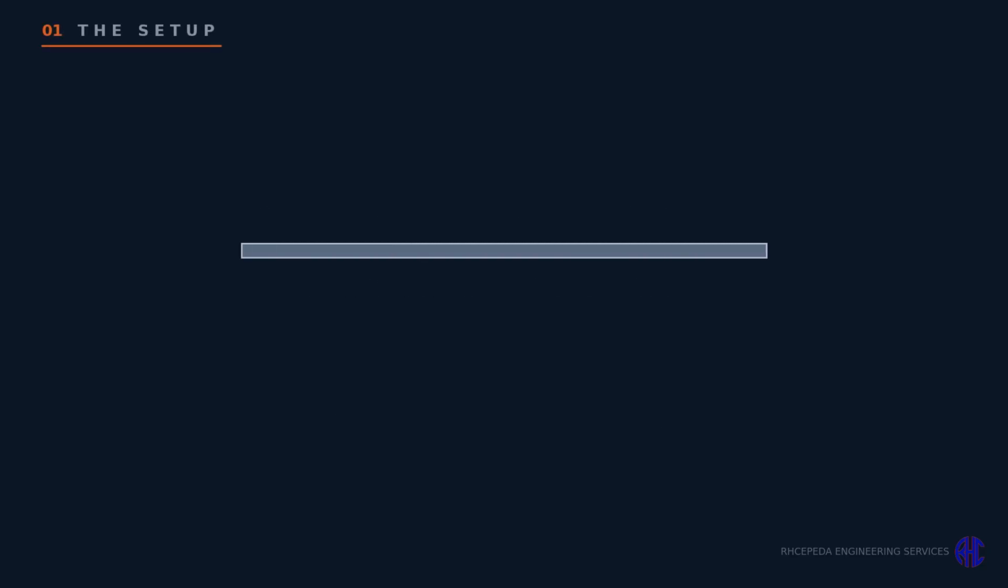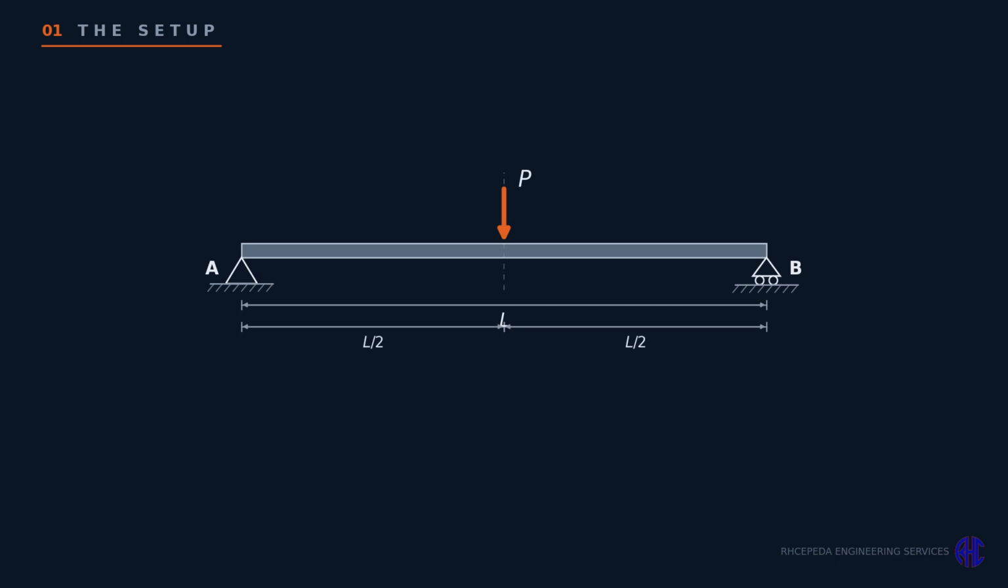Here's our beam. It rests on a pin support at end A, and a roller support at end B, spanning a length L. A single concentrated load P acts downward at the exact center of the span. Unlike a distributed load, all of the force arrives at one point, and that changes the character of every diagram that follows.